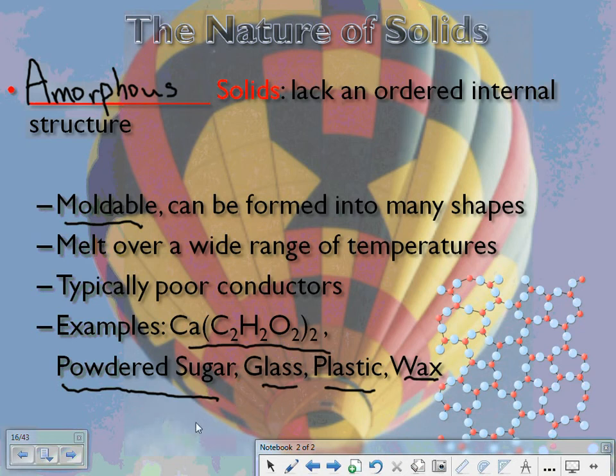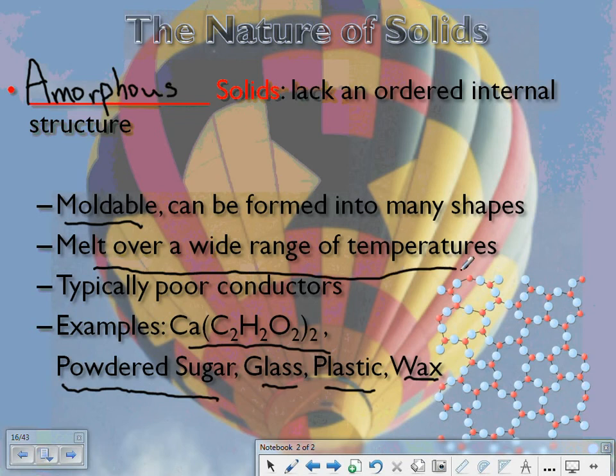All right, so we have crystalline solids and amorphous solids. One important difference is that a crystalline solid has a definite melting point. It always melts at the same temperature. But an amorphous solid melts over a wide range of temperatures. So that's why wax tends to get soft first and then it melts, because some of it is melting and some of it is not. And so it gets soft before it actually turns to a liquid, and we can move it around that way.